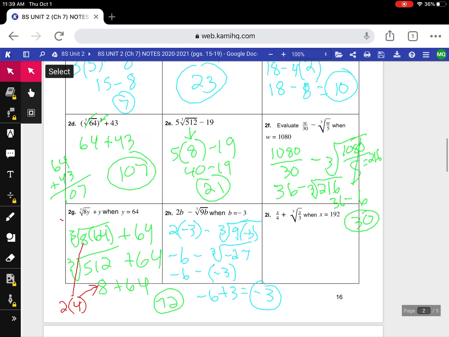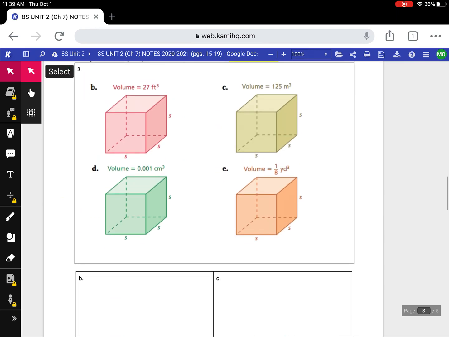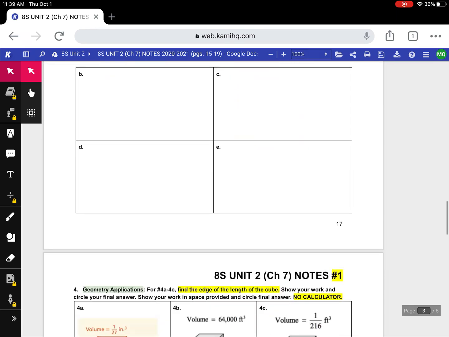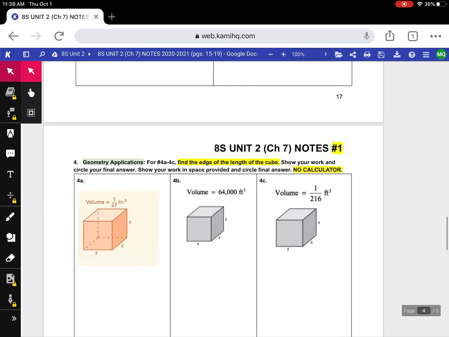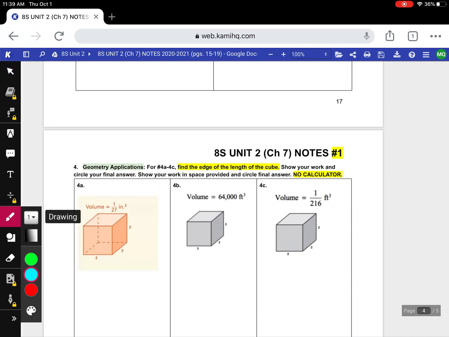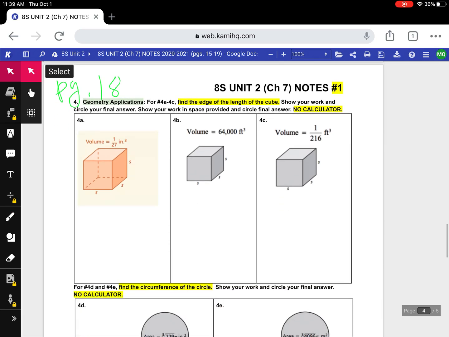Okay, a couple more problems, and we're in the home stretch here. If you look at the next page, actually, let's skip. I'm going to skip that altogether. Let's go to page 18, okay? We are on page 18, and I want to look at 4b in the middle.